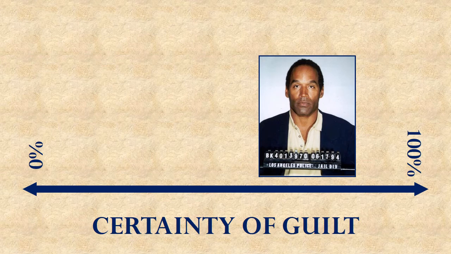Well, how sure would the jury need to be of whether or not he was guilty of that crime of murder on a scale from 0 to 100?